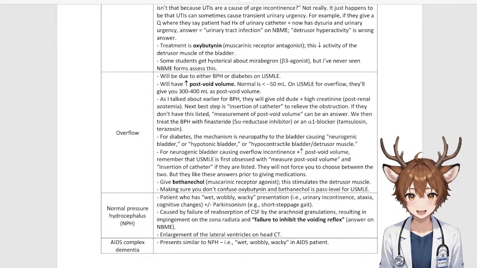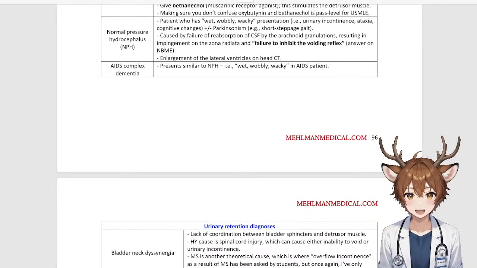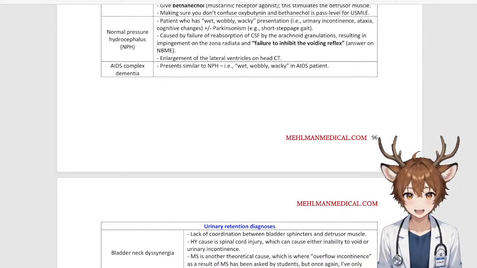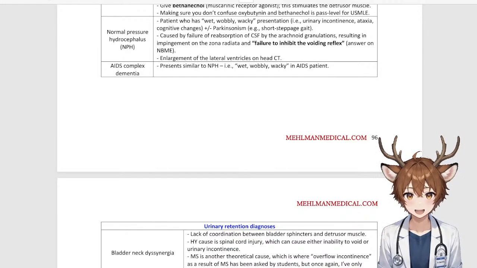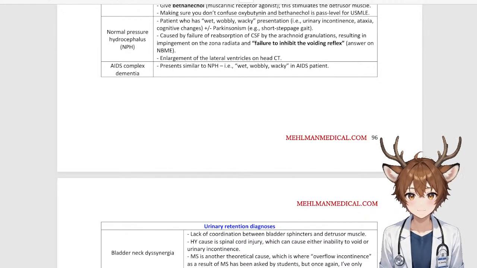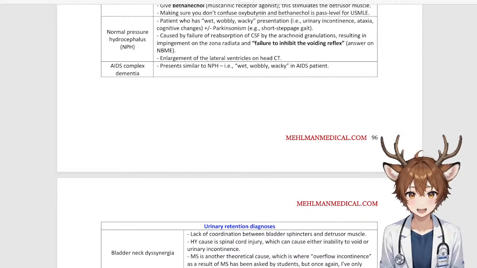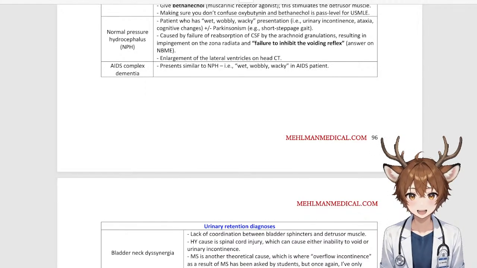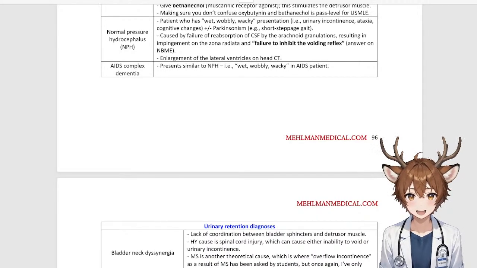Normal pressure hydrocephalus. This is a little bit of a detour. Well, let's talk about it. Patient who has a wet, wobbly, wacky presentation, i.e. urinary incontinence, ataxia, cognitive changes, plus or minus Parkinsonism, that is to say, short steppage gait, caused by failure of the reabsorption of the CSF by the arachnoid granulations, results in impingement of the corona radiata and failure to inhibit the voiding reflex. Answer on NBME: enlargement of the lateral ventricles on the head CT. So it's only vaguely related to the renal system because it has a failure to inhibit the voiding reflex.